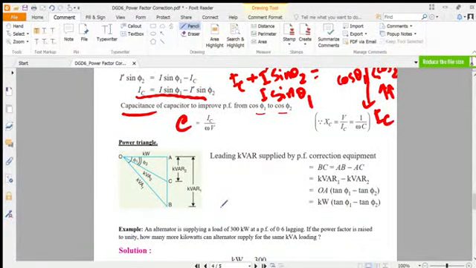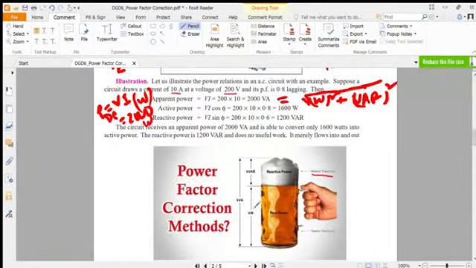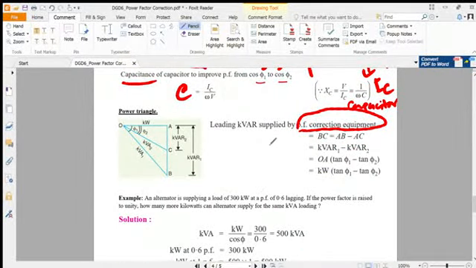Now, how many kVAr is supplied by the power factor correction equipment, meaning the capacitor? As we said above, our objective is to reduce this portion and get more kW over here. So how are we going to achieve this using a capacitor? Now we have to find what the improvement is.